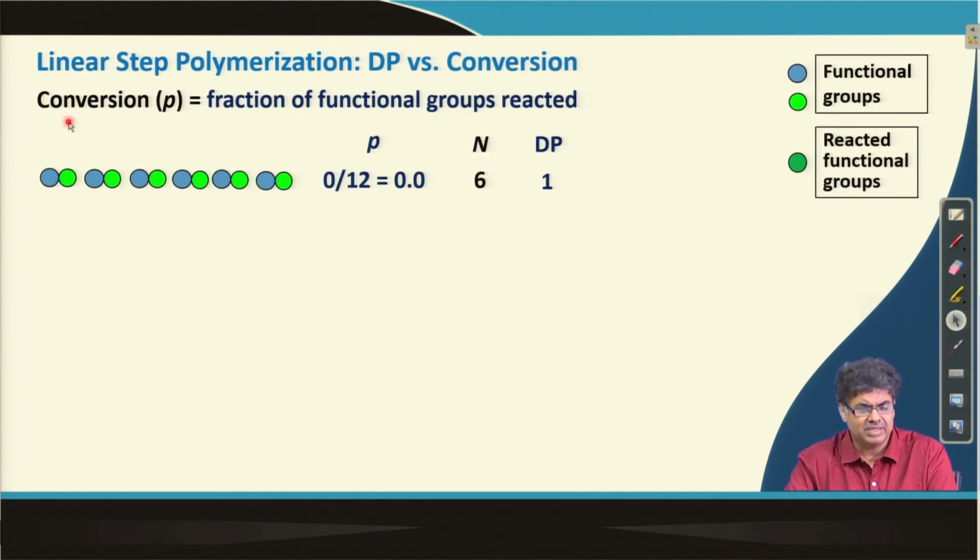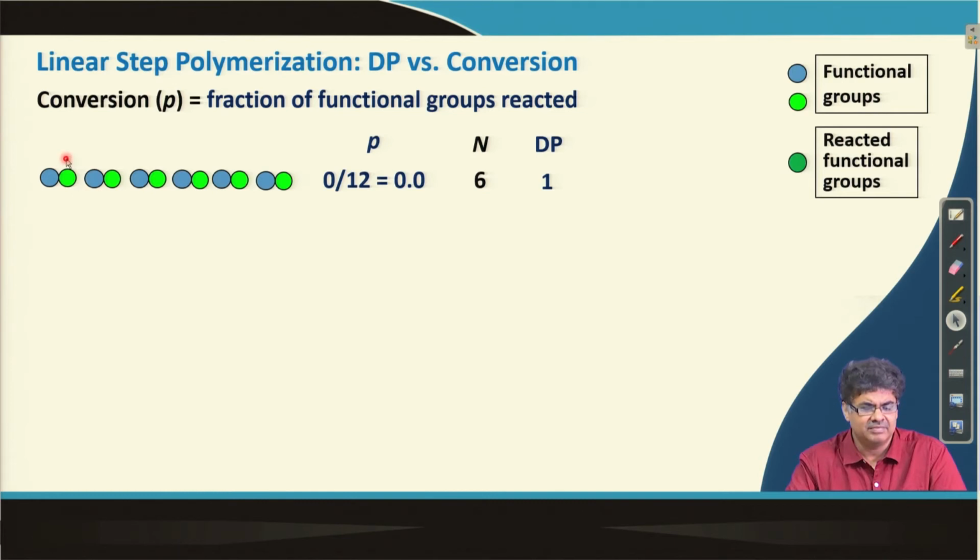We also define one term, conversion, which we discussed earlier. Conversion, in the case of linear step polymerization, is the fraction of functional groups reacted. So, if you have 100 functional groups and 90 of them are reacted, then functional conversion is 90 by 100, or 0.9 or 90%. Now, let us give an example pictorially.